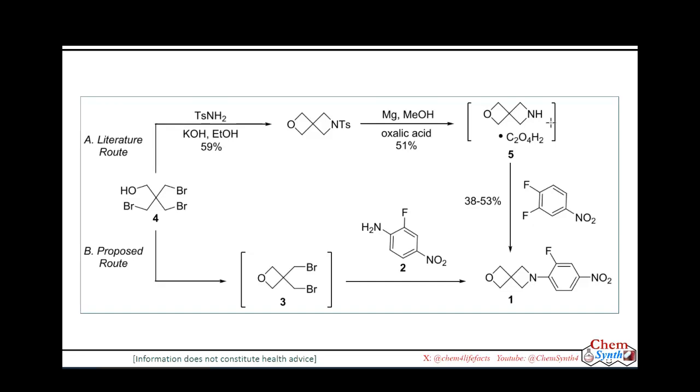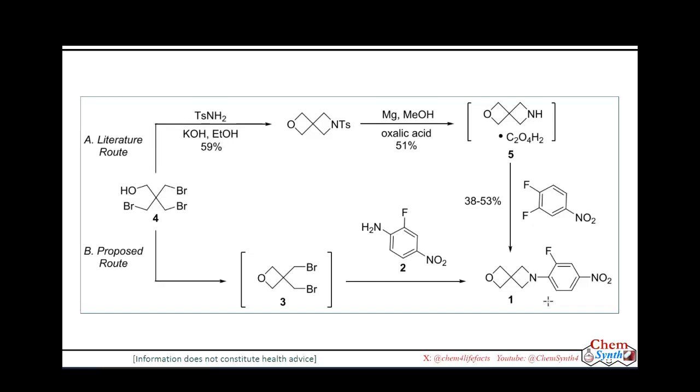a modified route was proposed, starting from the same starting material. It was planned to synthesize this oxetane ring, and without isolating this one, if they introduce this fluoronitro substituted aniline, then it should lead to a diamination reaction and give the final product.